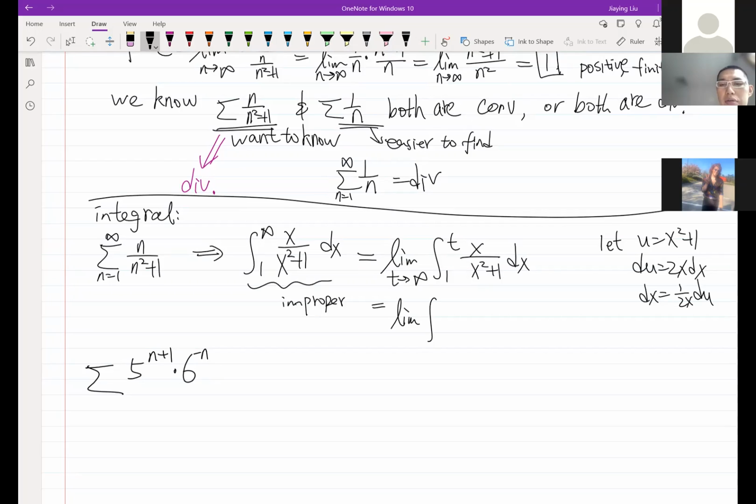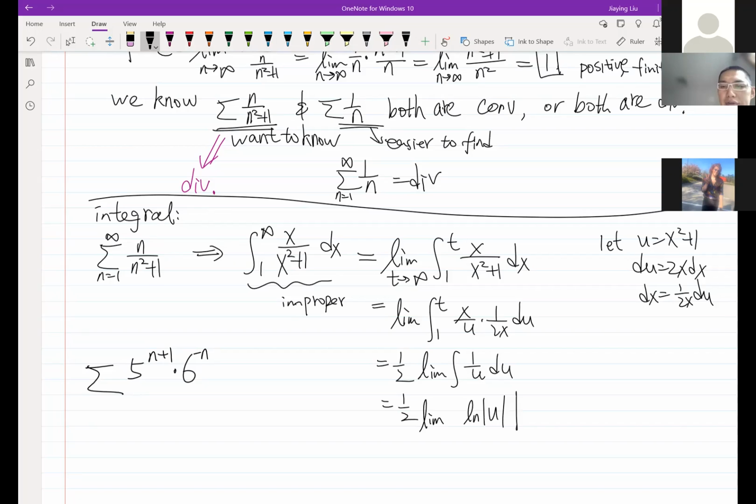So limit, integral from 1 to t of x over u times 1 over 2x du. So x cancels, and you get 1/2. You can bring the 1/2 in front. So 1/2 limit integral of 1 over u du. That's just natural log absolute value of u, evaluated from 1 to t, right?